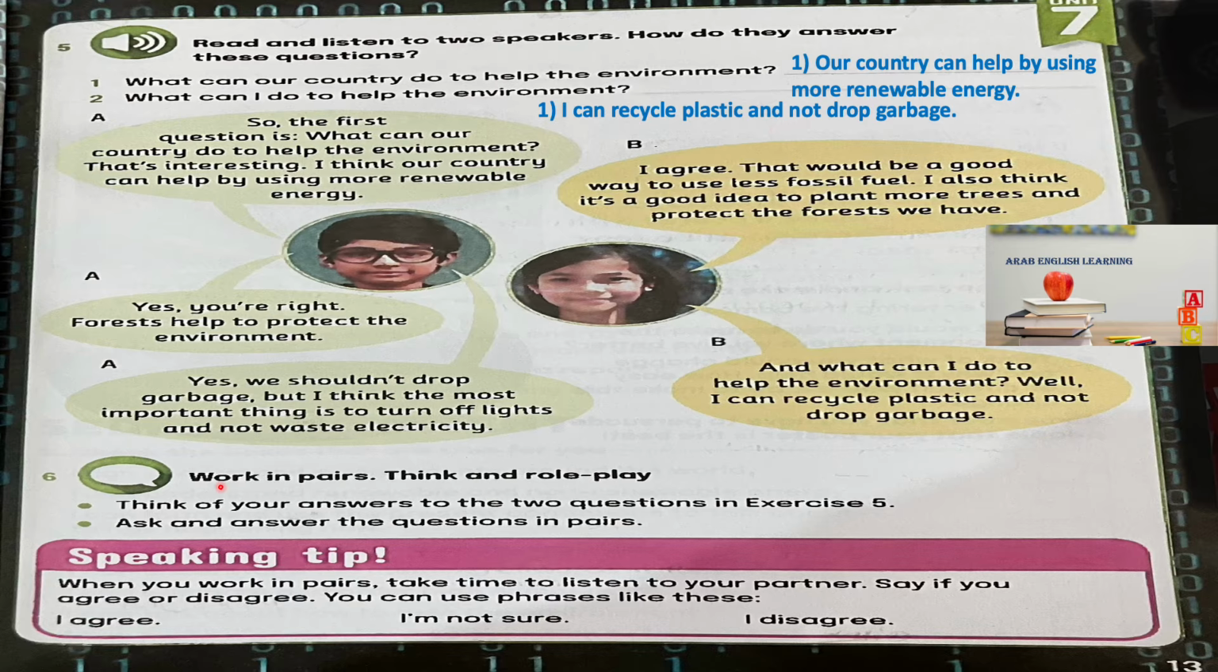Exercise 6. Work in pairs, think and role play the same reading with your partner in the classroom. Think of your answers to the two questions in exercise 5. The same questions here, you can answer it in different way. Ask and answer the questions in pairs. Speaking tip, when you work in pairs, take time to listen to your partner. Say if you agree or disagree. You can use phrases like these. I agree, I'm not sure, I disagree.